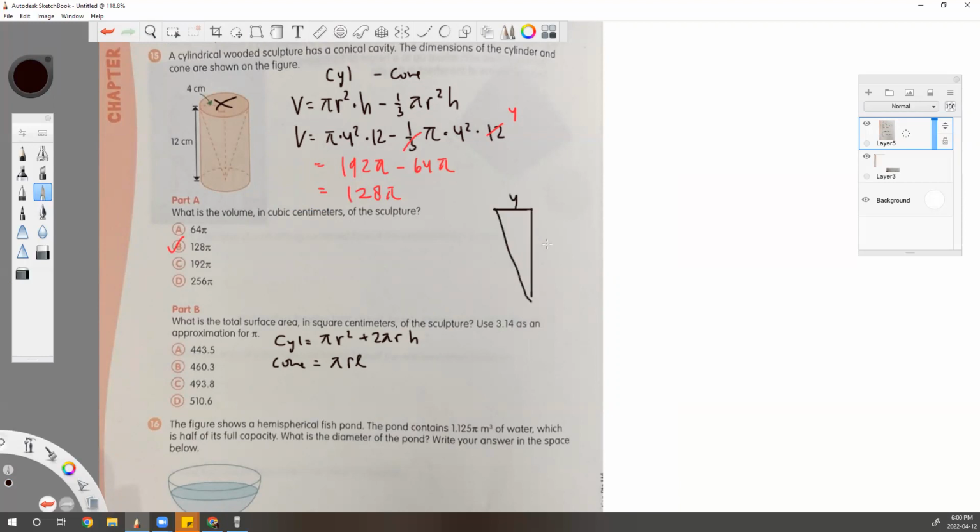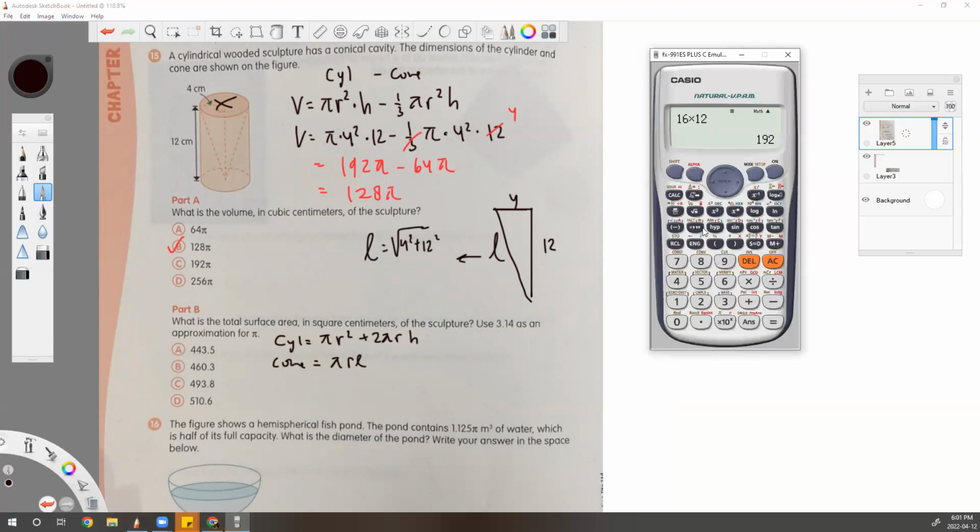This is 4, this is 12. To find the l will be easy. L equals square root of 4 square plus 12 square. Do the square root. Simple as that. So square root of 4 square plus 12 square. I give you extra time. We need to solve everything.